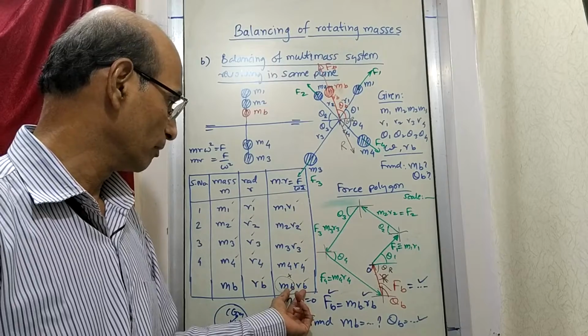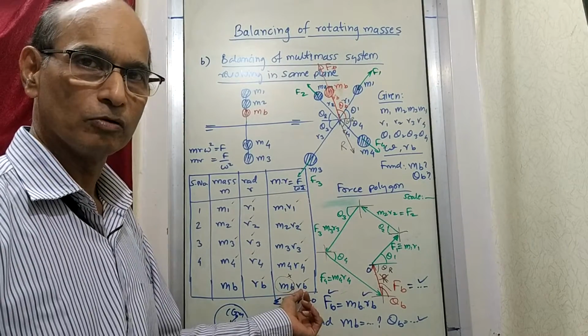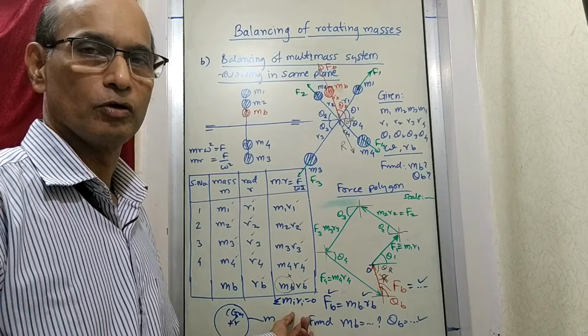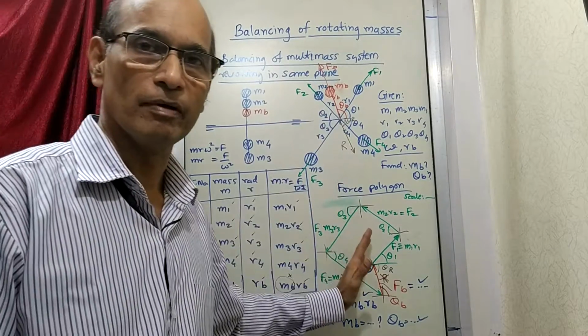And MB, RB will remain as it is, because MB is not known, RB is only known. The table is telling you this is going to be 0. So jot this down, write this down very well with proper notes.